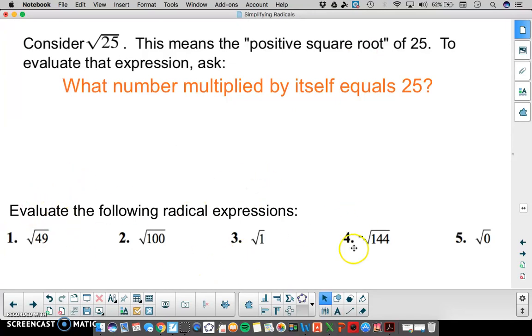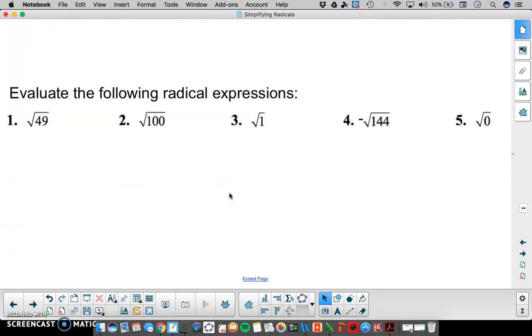Okay, we need to evaluate these radical expressions. Square root of 49 should be 7. Square root of 100 should be 10. Square root of 1 should be positive 1. Notice number 4 here has a negative symbol out front. We're going to be looking at the negative square root of 144 here, which means we have negative 12. And the square root of 0 is 0. Notice each one of these evaluations ended up being an integer. Think about why those answers came out to be integers.